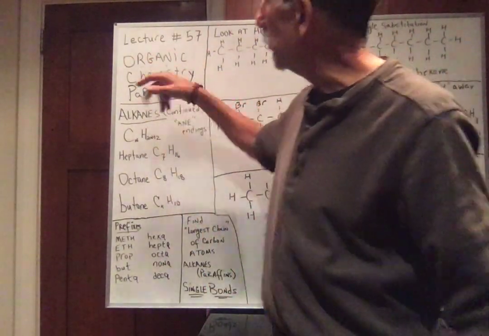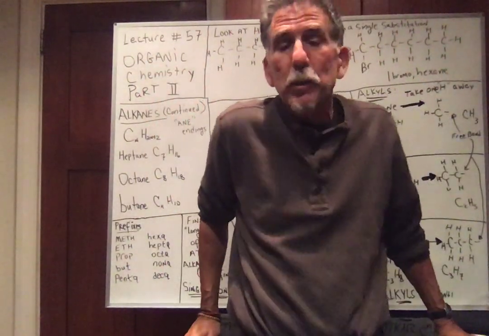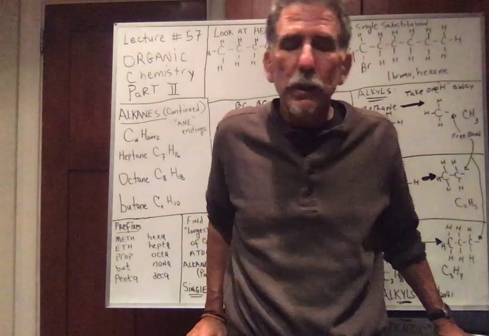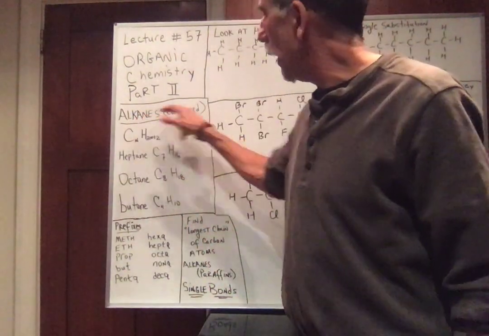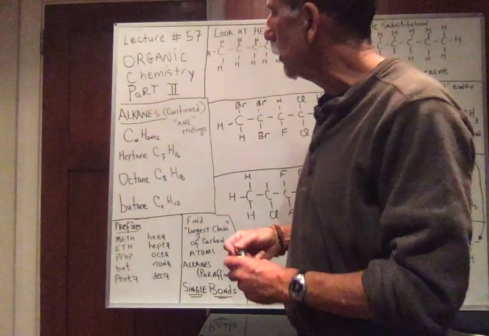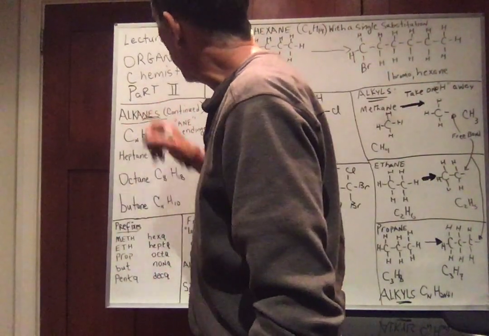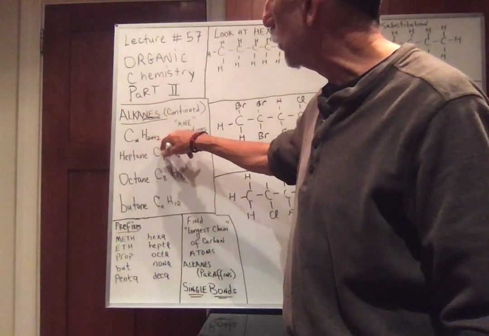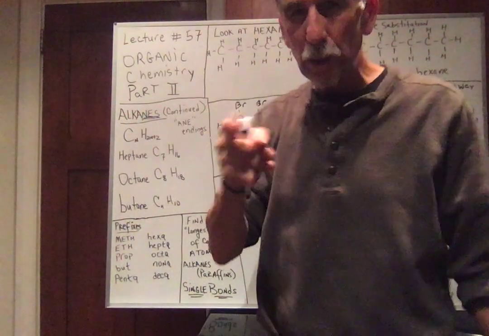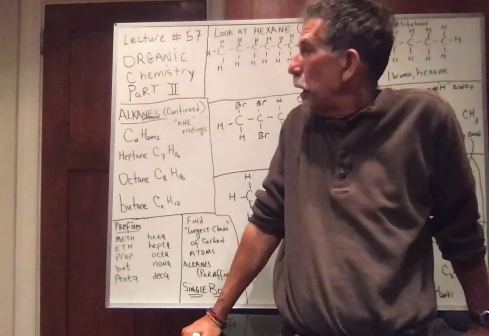Lecture number 2. We're continuing with organic chemistry, and we're going to continue with the alkanes, A-N-E. Remember, everything's going to have an A-N-E ending. Alkanes have the formula CnH2n+2. Alkanes are all single-bonded carbons, only single bonds, okay?